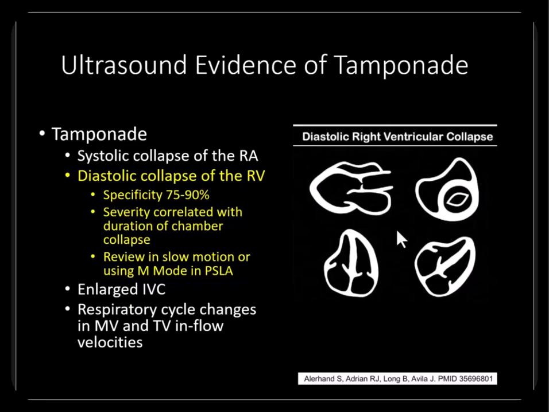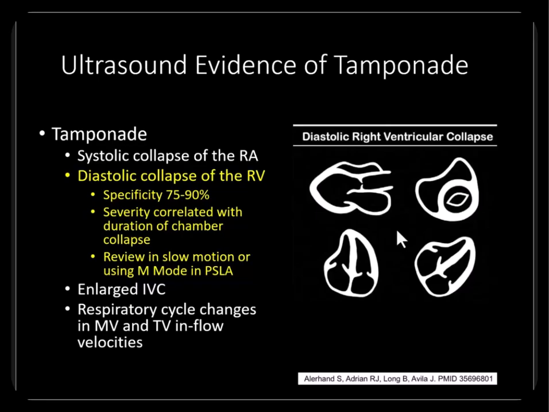The next thing to look at is what's going on with the right ventricle. We're looking for diastolic collapse of the right ventricle, and this is very specific, about 75 to 90%. And the severity of tamponade is correlated with how long that chamber looks to be collapsed. It's easier to review this in slow motion on your ultrasound machine or using a more objective measurement of M mode in your parasternal long axis, which we will review in just a moment.